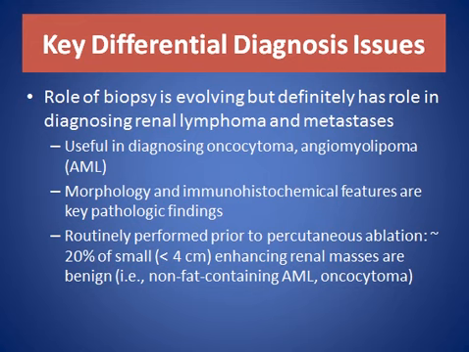Useful in diagnosis of oncocytoma, angiomyolipoma. Morphology and immunohistochemical features are the key of pathological finding. Routinely performed prior to percutaneous ablation. 20% of small, less than 4 cm enhancing renal masses are benign, non-fat containing angiomyolipoma, oncocytoma.